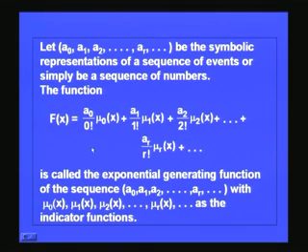As you see, in the case of the ordinary enumerator it will be a0 μ0(x), a1 μ1(x), etc. In the case of the exponential enumerator it is a0/0! μ0(x), a1/1! μ1(x) and so on. Usually it is always advisable to take the indicator functions as 1, x, x^2, x^3, etc.